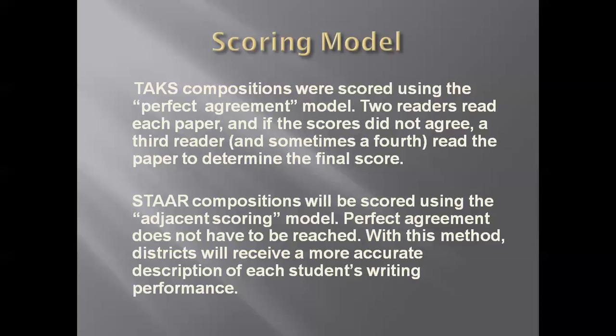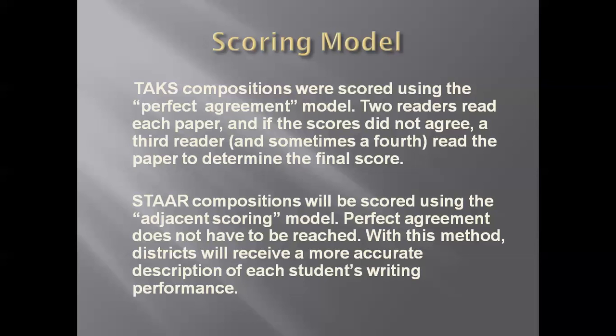So when we look at the scoring model, how is it scored and what is this thing called adjacent scoring? Maybe you've heard that. Well, in the TAKS model, it was called perfect agreement, where two people would read the paper separately, they would give it a score, and if the two scores coincided, then that's the score it would be. So for example, scorer A gives it a 3, scorer B gives it a 3. They don't grade it together, they grade it separately, and so the score would be a 3.